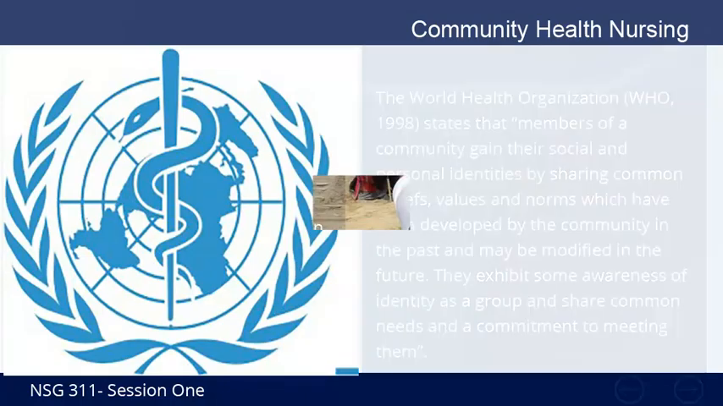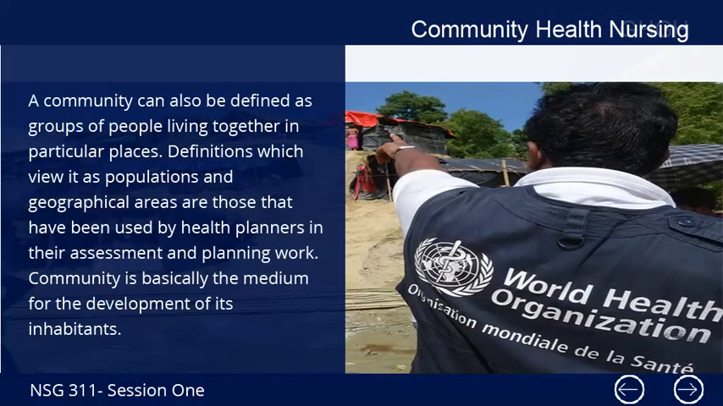A community can also be defined as groups of people living together in particular places. Definitions which view it as populations and geographical areas are those that have been used by health planners in their assessment and planning work. Community is basically the medium for the development of its inhabitants.